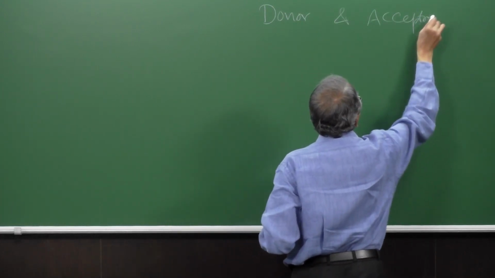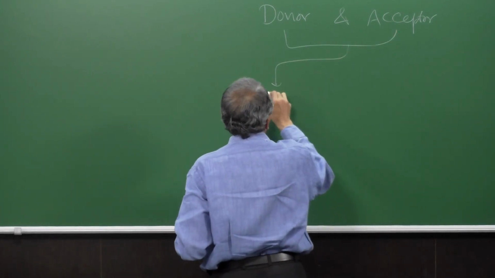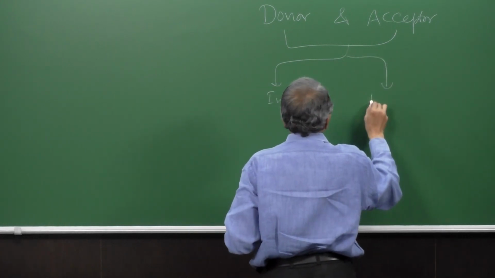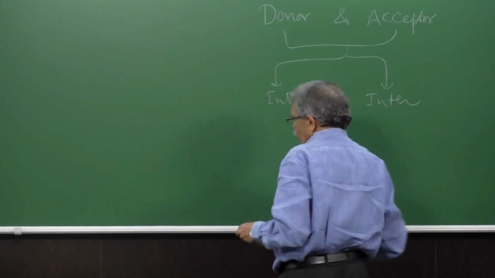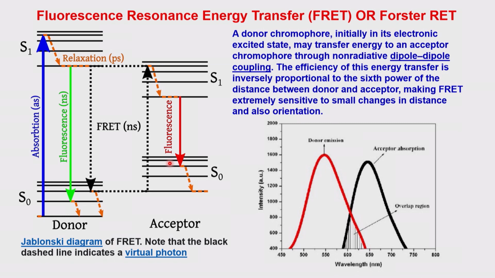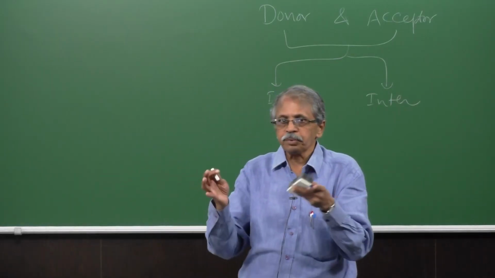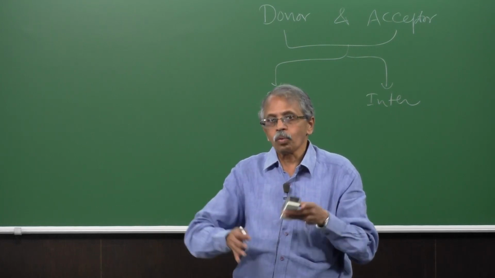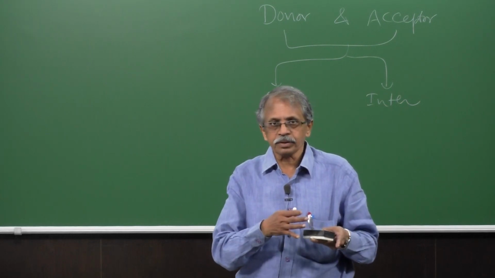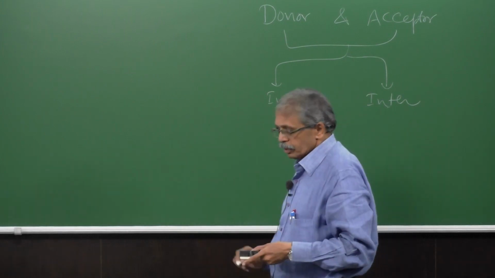So you can have both of these as intra, that means in the same molecule, or they need not be in the same molecule, it could be inter as well. So you can have the donor and the acceptor connected together in the same molecule, or there are two different species present in a solution or present in a solid away from each other, but one can act as a donor, the other can act as an acceptor. Two possible ways of this. That is point number one.